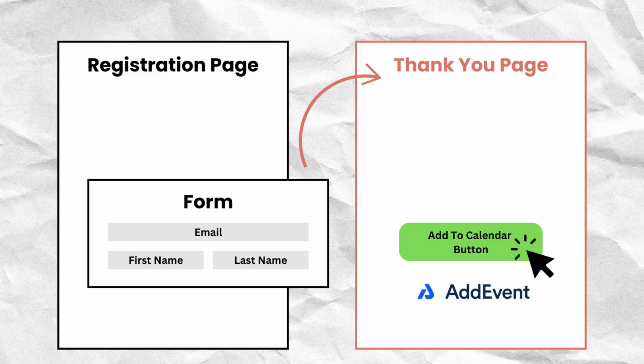First, you have the registration page that has a form. Once they fill out the form with their first name, last name, email, sometimes phone number, and click the button, that leads them to a thank you page where you will have a button that lets them add the event to their calendar.